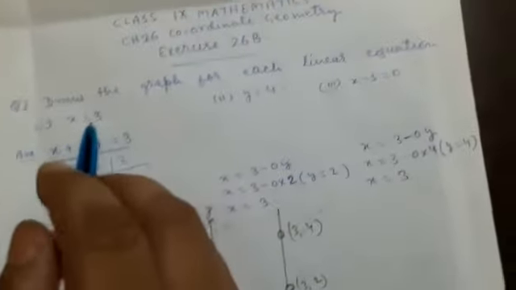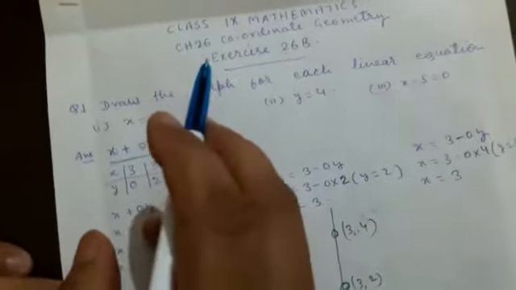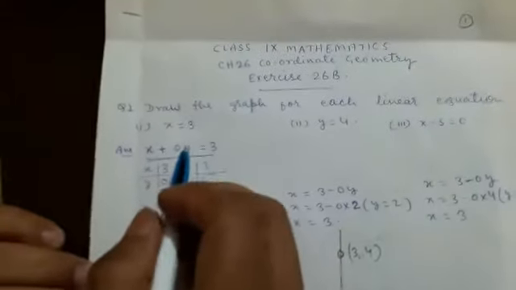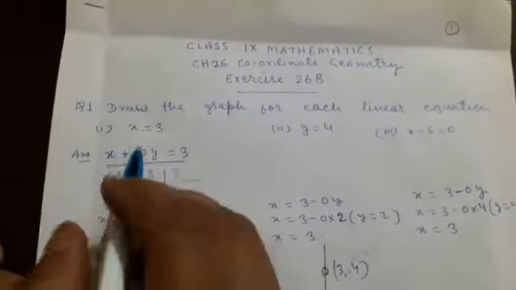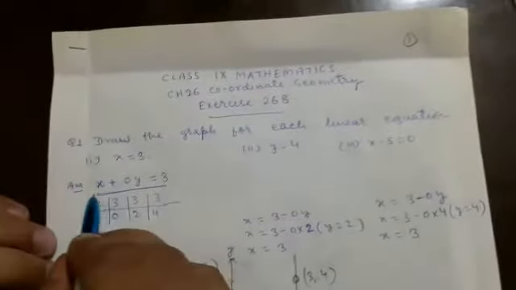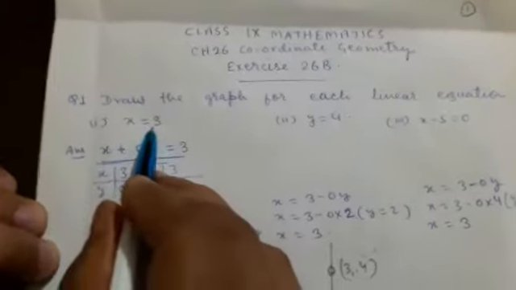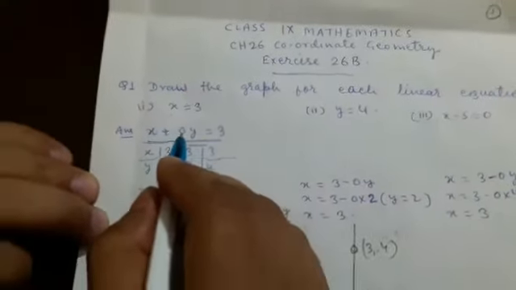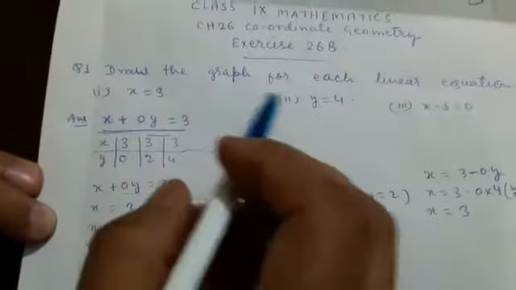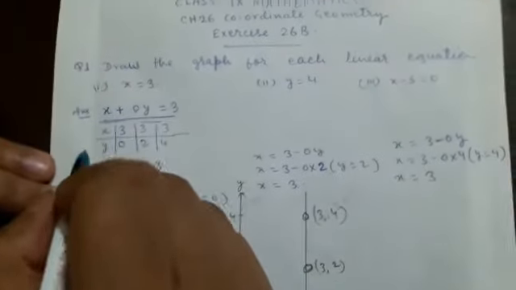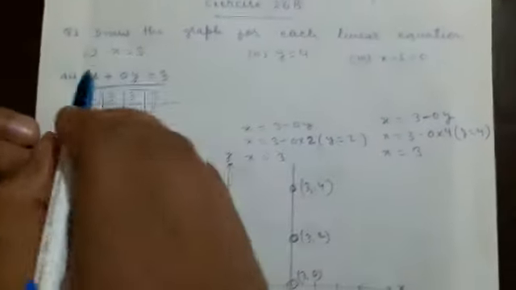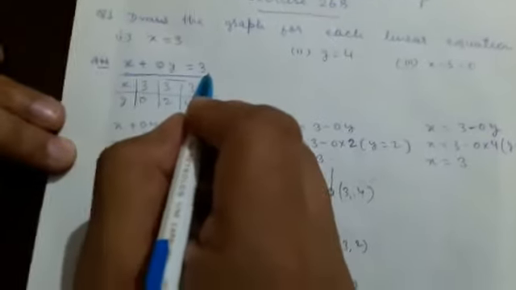Students, here it is given the value of x is constant, that is 3. Whatever value we take for y, x will remain constant, that is equal to 3. For this type of question we have to make it one equation like this. If you want to make x constant, then you have to put 0 with y, and if you want to make y constant, then you have to take 0 with x. So let us see: x plus 0y equals 3.